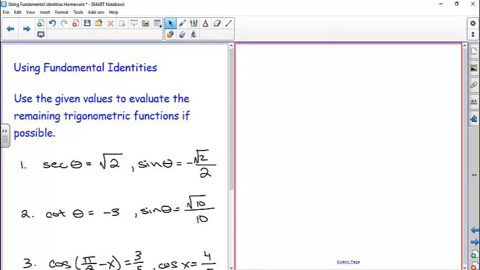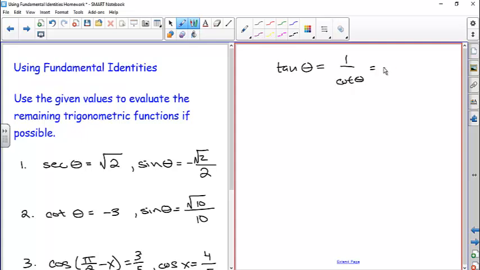The second one, we have the cotangent is negative 3, so therefore the tangent is 1 over the cotangent, reciprocal identity. So it's negative 1/3. In terms of the quadrant, the tangent is negative, so the tangent's negative in the second and fourth quadrant, and the sine is positive, which is in the second quadrant. So we know that we're in a second quadrant situation here.